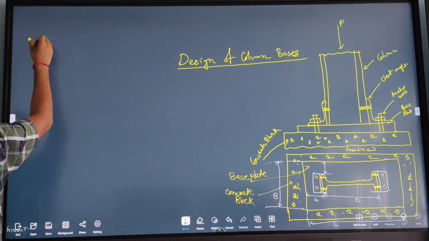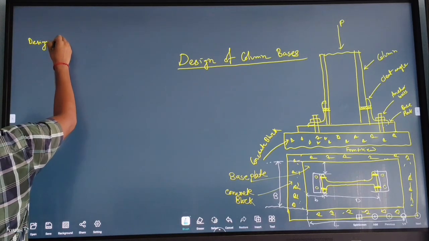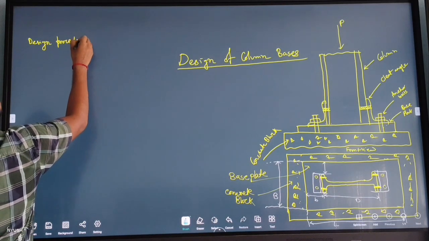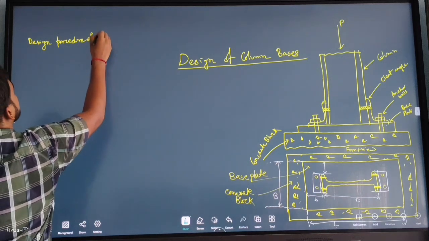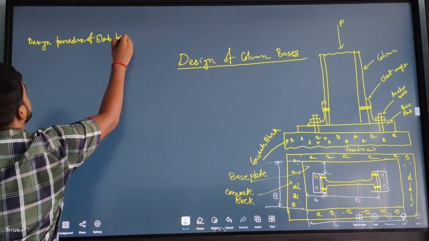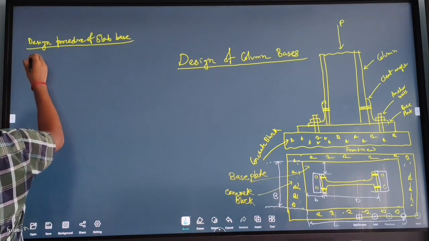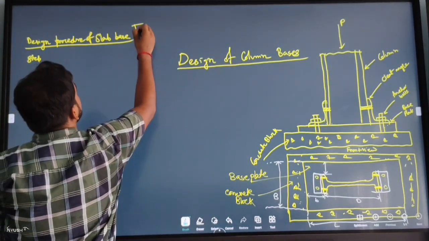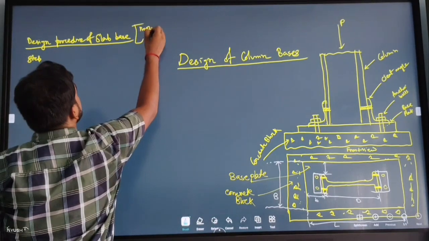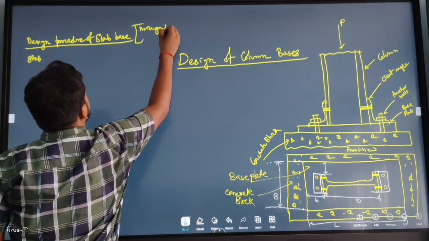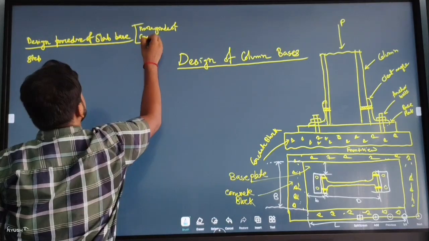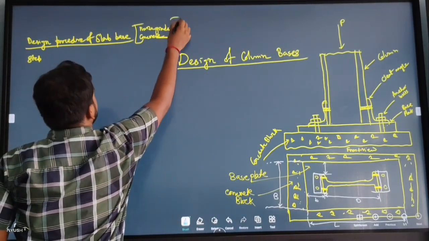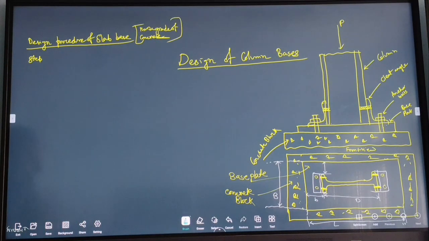Design procedure of slab base. Step 1. Provided grade of concrete. Design procedure of slab base.